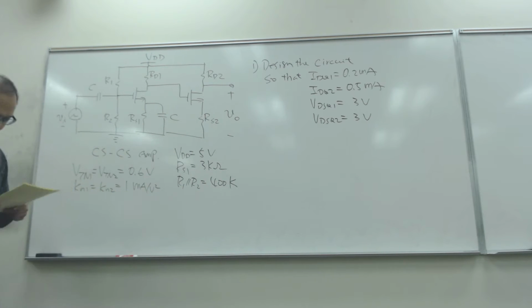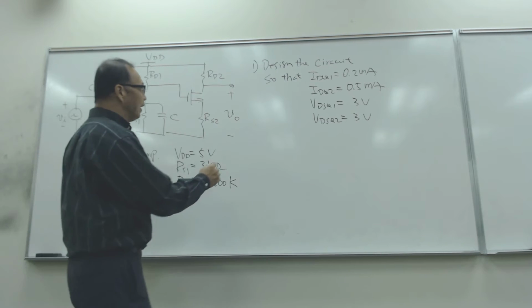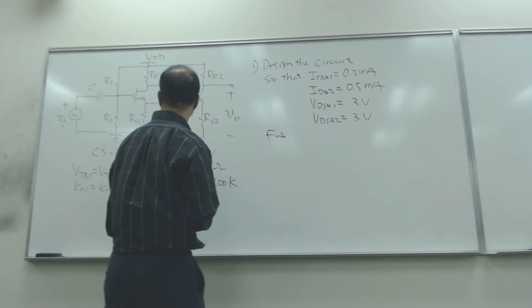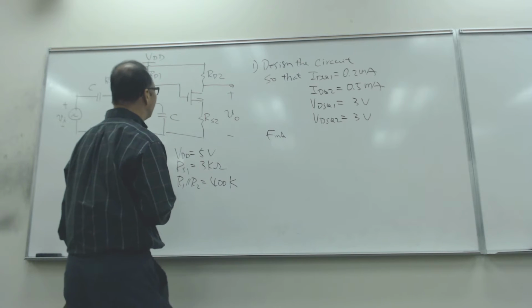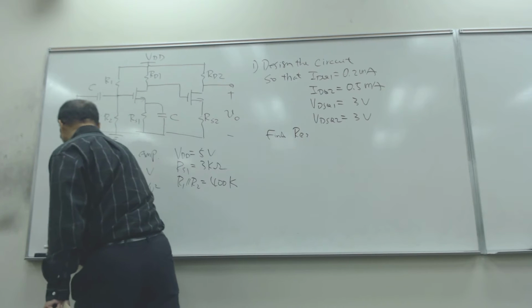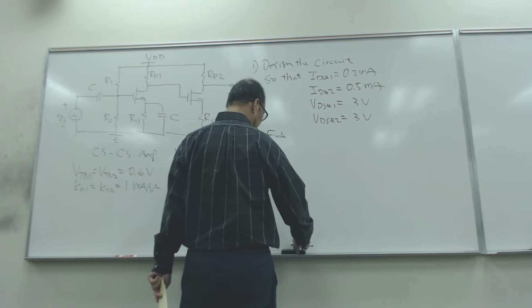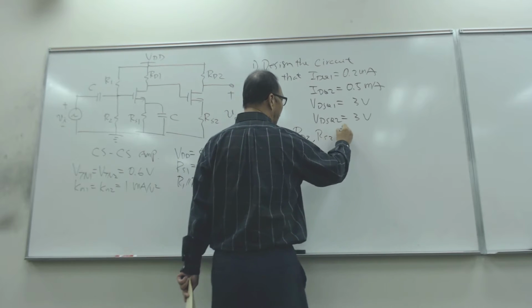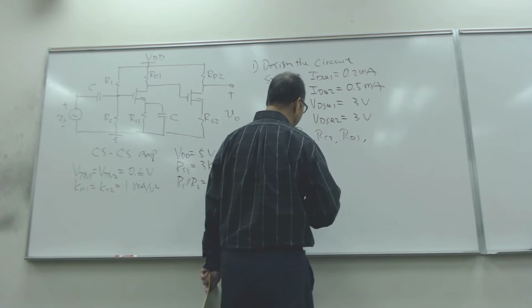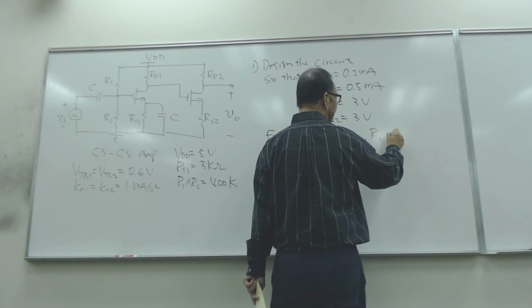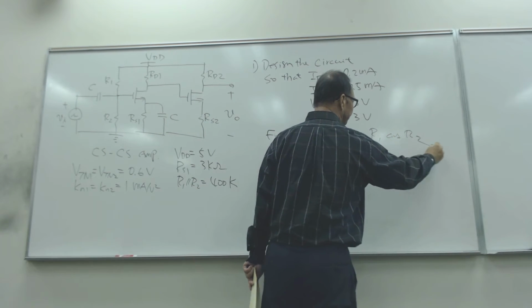Okay, so that's the first part. So basically, you need to find for this part. You need to find... let's see, what do you need to find? You find RD2, RS2, RD1, right? R1 and R2.